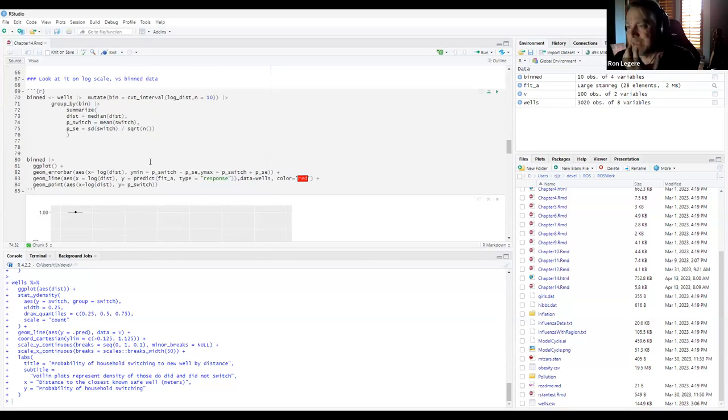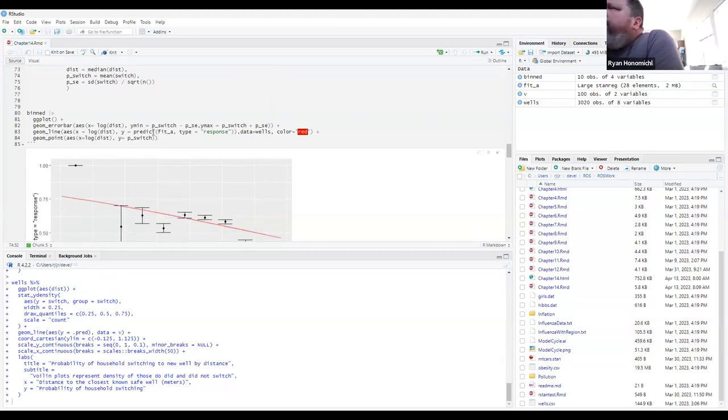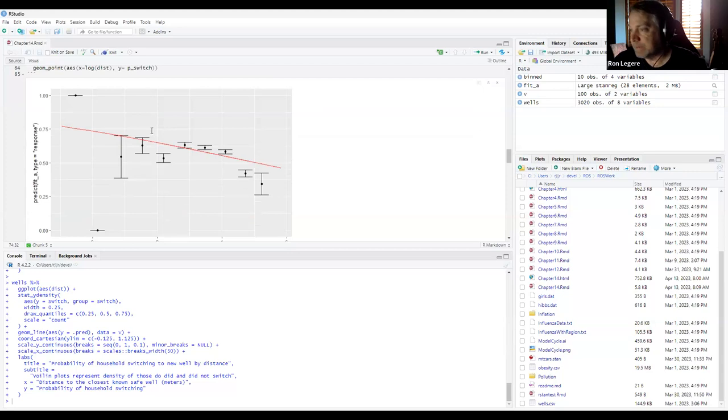That was my thought, just because the log of the mean for an exponential distance, for a log normal anyway, is the median, right? So anyway, that was my attempt at fitting that.